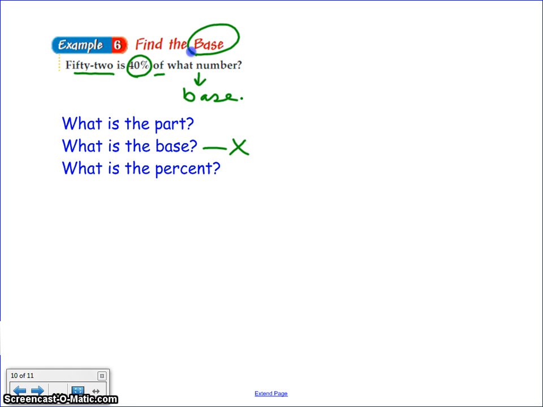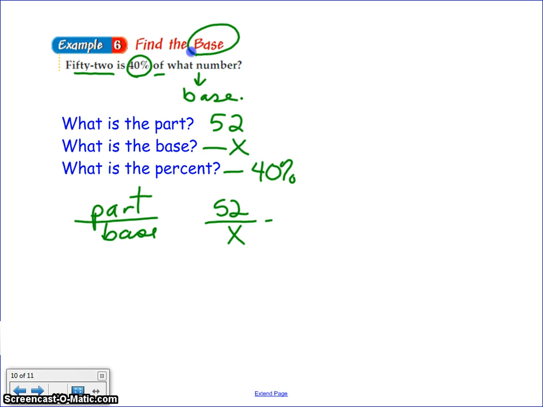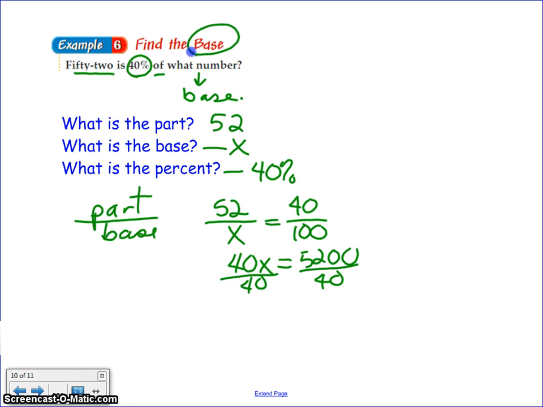What is the part? 40%? No. 40% is our percent. So 52 must be our part. So part over base, right? Here we go. Part is 52, base is x, we don't know, equals 40%, or 40 over 100. Cross multiply, we get 40x equals 5,200. Divide both sides by 40. x equals 130.